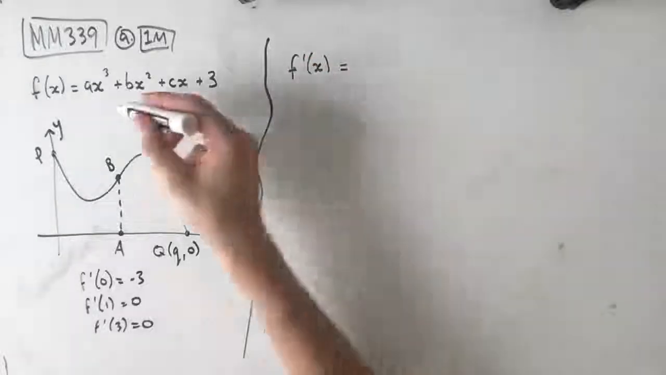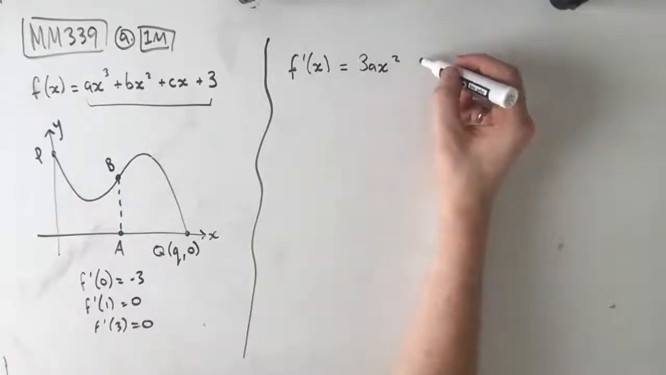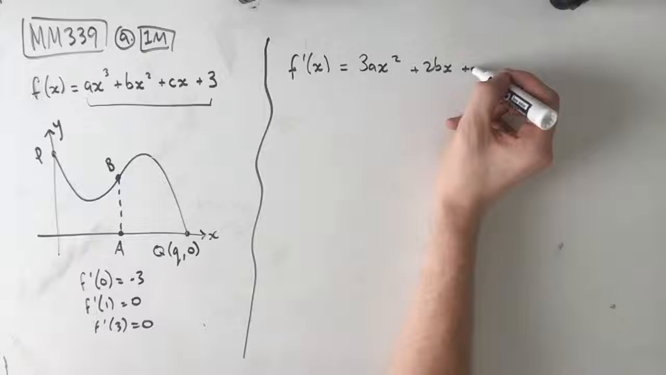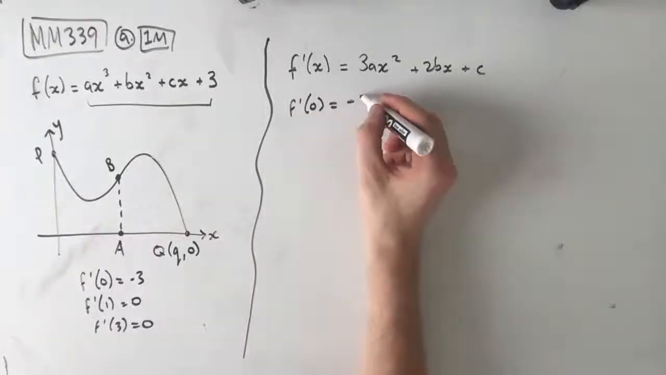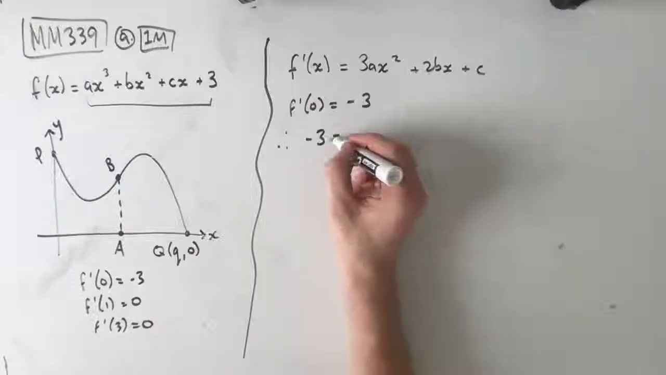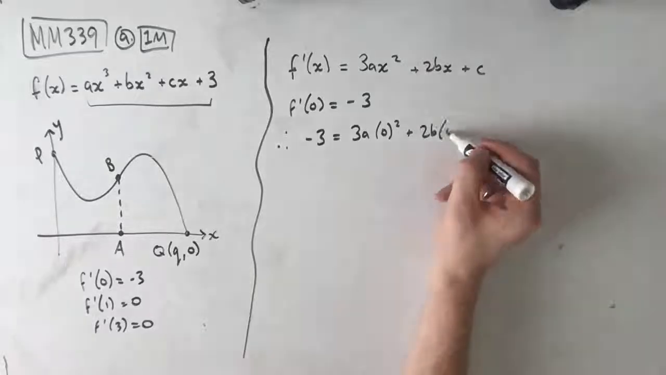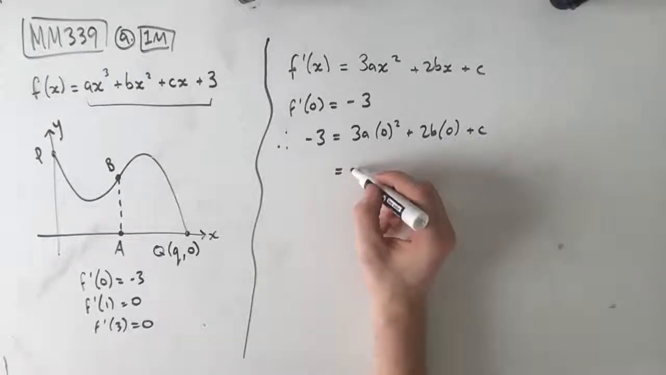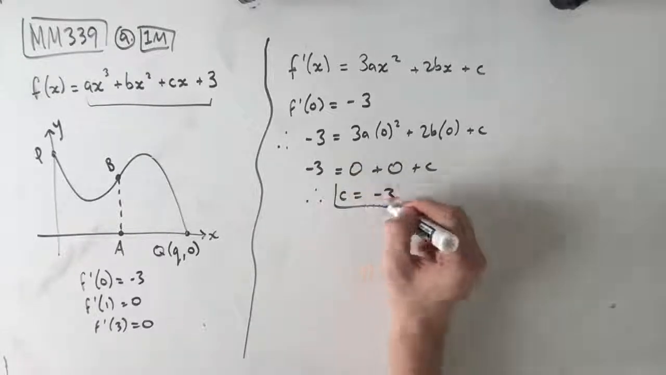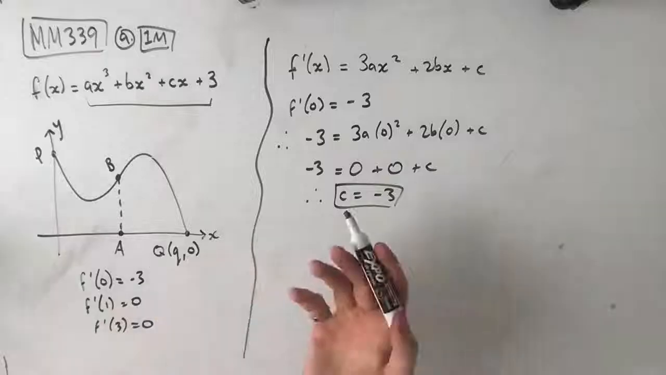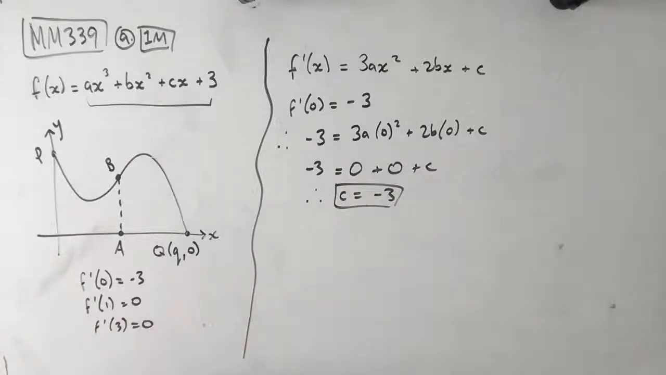So f dash of x is the derivative of this, which is 3ax squared plus 2bx plus c. Awesome. Now we know that f dash of 0 equals negative 3, so therefore negative 3 equals 3a times 0 squared plus 2b times 0 plus c, 0 plus 0 plus c, therefore c equals negative 3 as required, right? So the question said show that c equals negative 3. We've done that just with that one piece of information there.